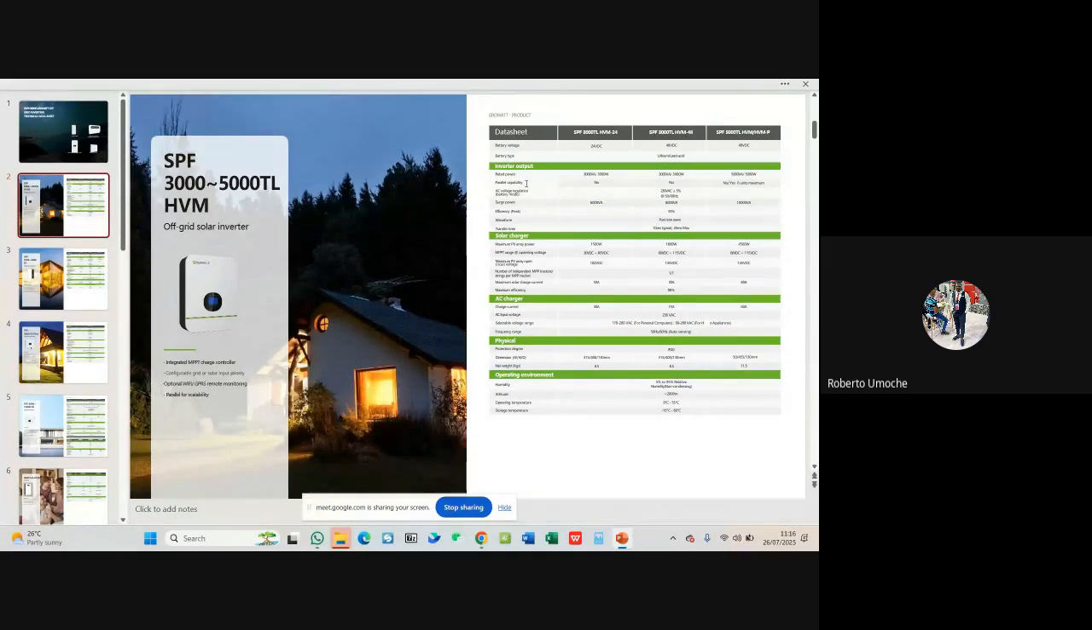Here we have the parallel compatibility. The 3000 TL 24 volt cannot be paralleled. The 3000 TL 48 volt cannot be paralleled. But the 5000 TL 48 volt can be paralleled, and the maximum you can put in parallel connection is 6, six of them connected in parallel. The AC voltage is within 230 plus or minus 5%. That is the AC input voltage that the inverter can accommodate.